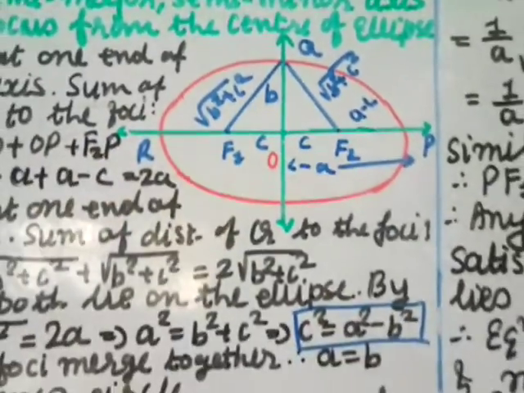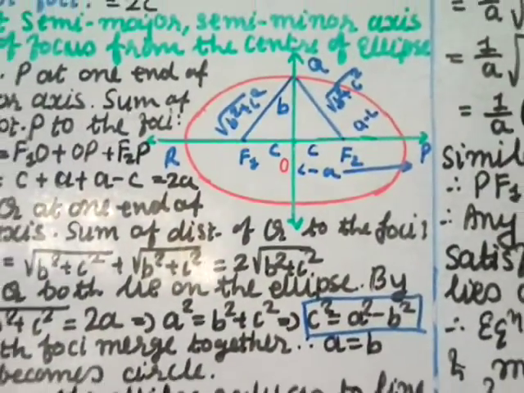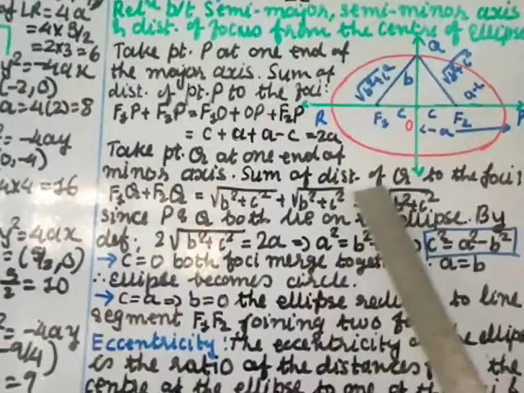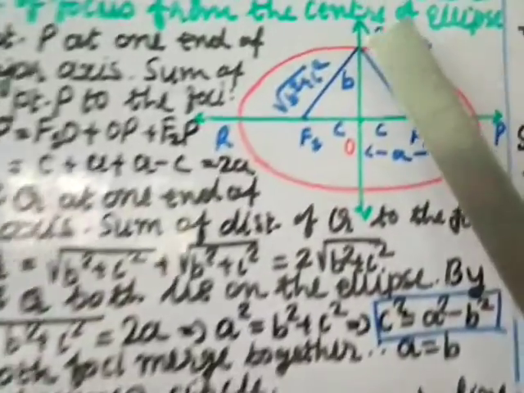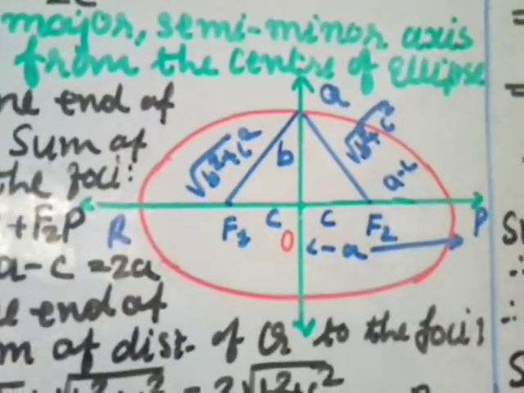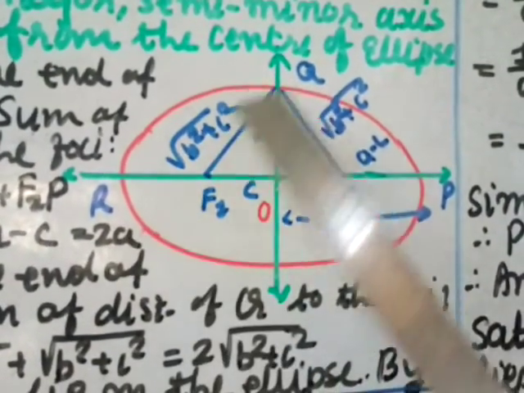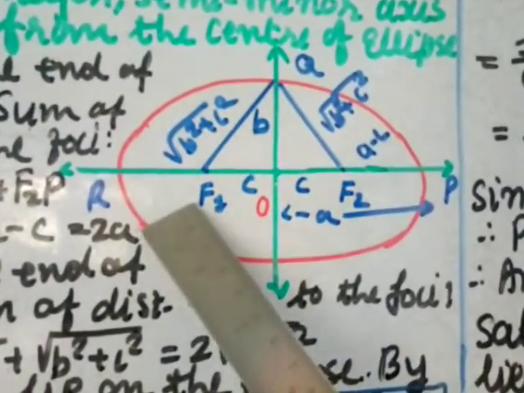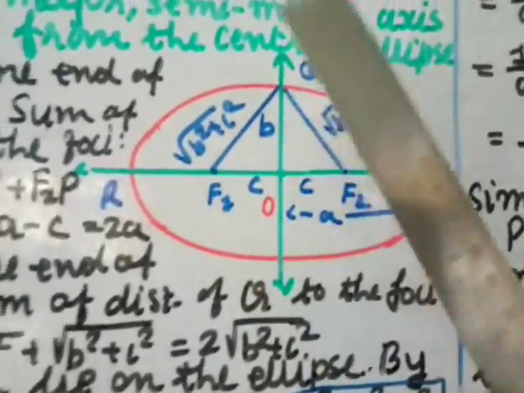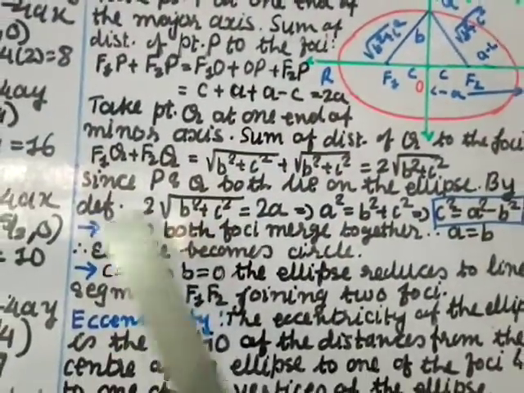Okay, so take point Q on one end of the minor axis. Now we'll take the sum of the distances of Q from the foci. So one is F1Q plus F2Q. These are the two foci, so F1Q plus F2Q. Let us take that.